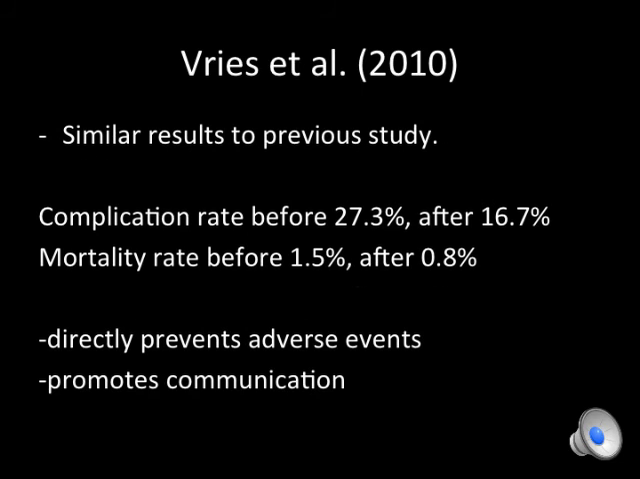A study by Vries et al. 2010 backed up the results found in the previous study. Vries and his team conducted a similar study but used only hospitals with a high standard of care. Vries et al. saw complication rates reduced from 27.3% to 16.7% and a mortality rate reduced from 1.5% to 0.8%. Vries et al. also had control hospitals in their study. With no implementation of the checklist, rates remained the same.